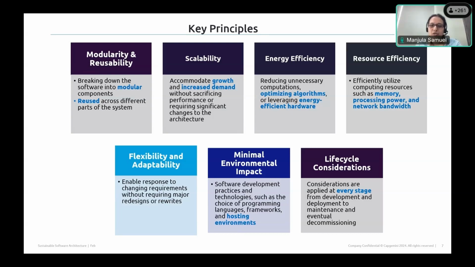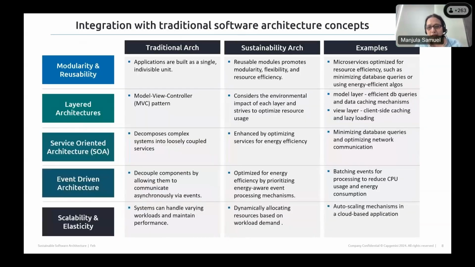So overall, sustainable software architecture aims to create software systems that are not only functional, efficient, and adaptable, but also environmentally responsible and consider the long-term impact on the planet. Now, going to the next slide is basically how we're going to integrate it with the traditional architecture concepts with examples, right? So let's explore that.